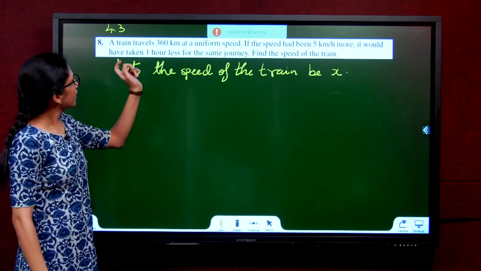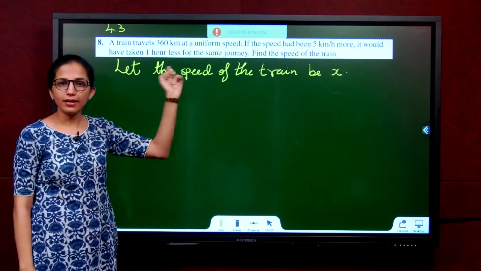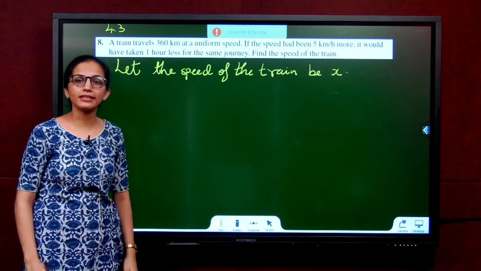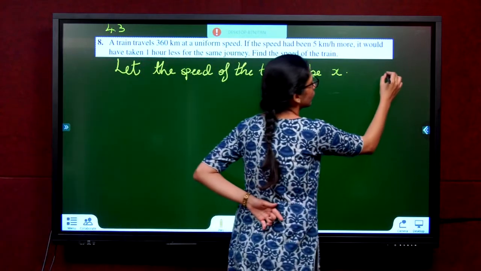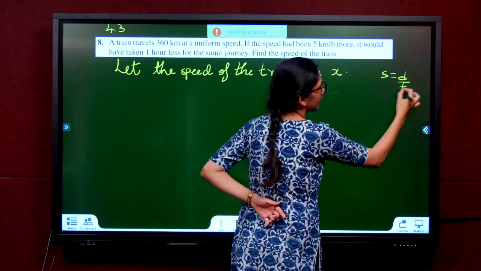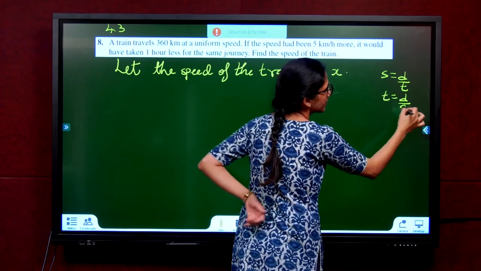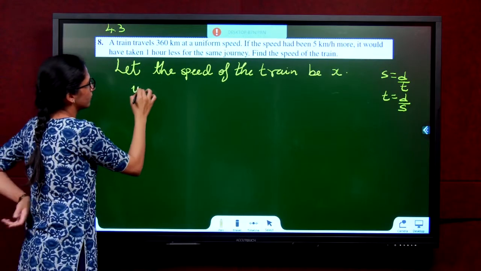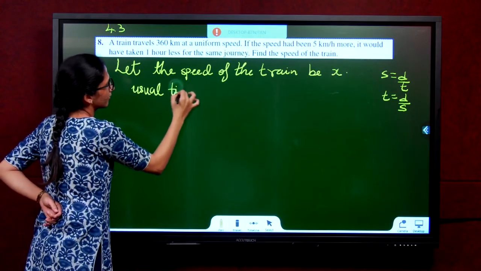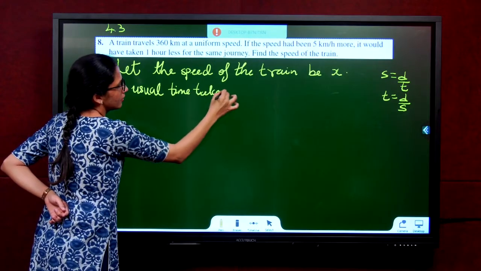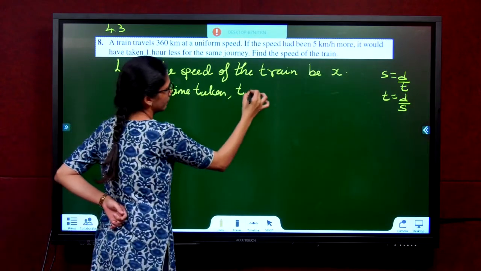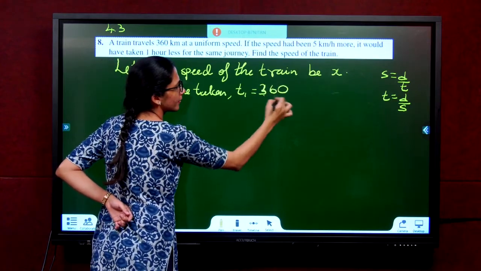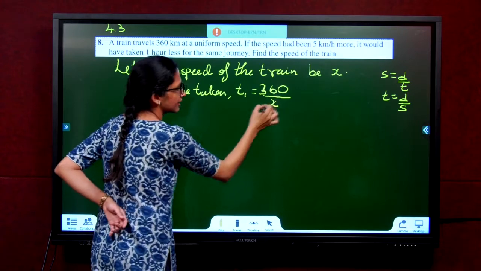Next. You are talking about time, 1 hour less, 1 hour more. So here it's 1 hour less. So our equation has to be related to time. We already know that speed is equal to distance by time. So what is time? Distance by speed. So usual time taken, let us say it's t1. What will it be? Distance 360, speed we have taken as x.